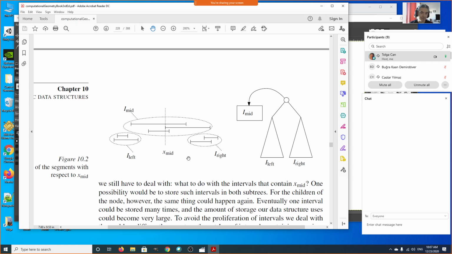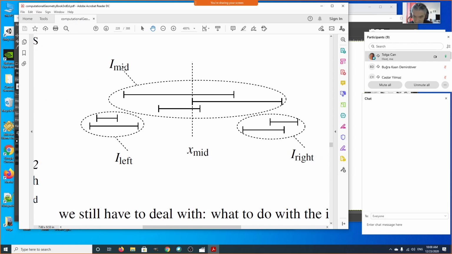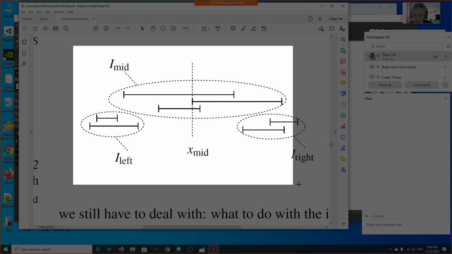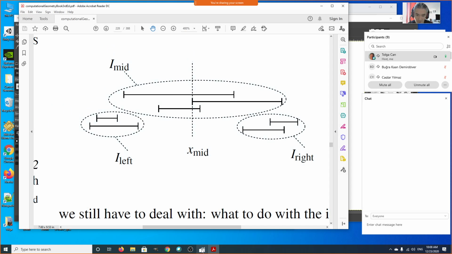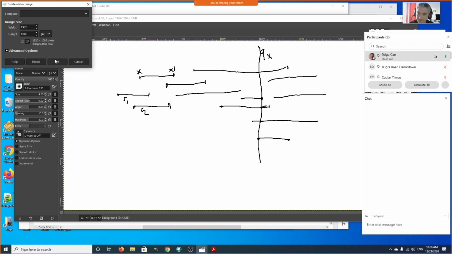So this is the idea of an interval tree. And when I have a query, for example, if the query is to the right of x mid, imagine I have a query, let me just try to zoom in and put this in GIMP. Let me copy this region and just paste it in GIMP.